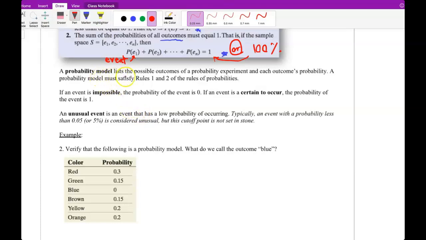Now, a probability model lists the possible outcomes of a probability experiment and each outcome's probability. If an event is impossible, that means the probability of the event is 0. This means the probability of the event is equal to 0. So this is impossible.